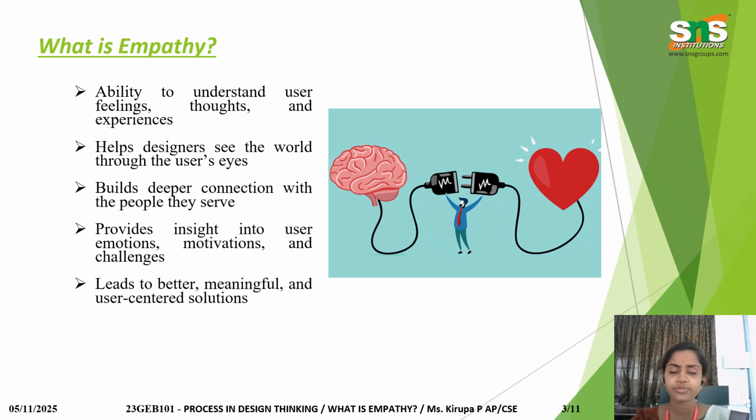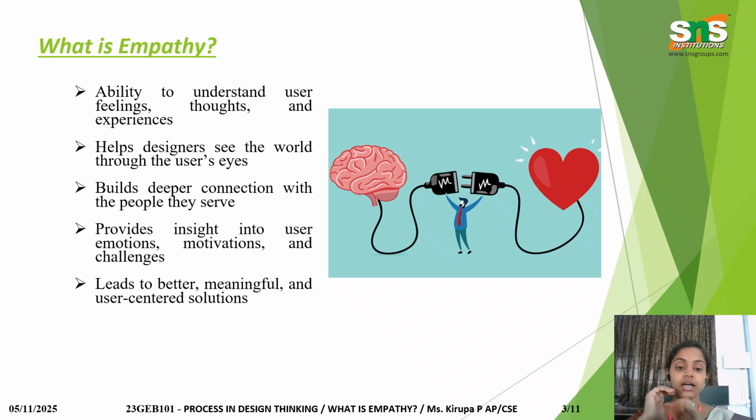There are different types of empathy: cognitive, emotional, and compassionate. Cognitive empathy is understanding what someone is thinking. Emotional empathy is feeling what someone is feeling. And compassionate empathy is understanding and wanting to help. Empathy helps designers understand real user needs, identify hidden problems, and create solutions that truly help.